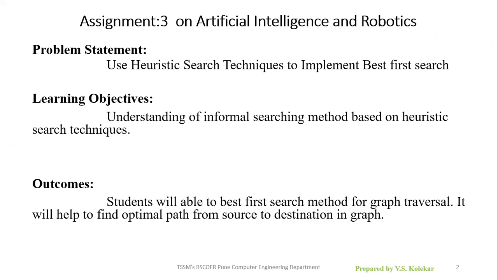Today we are going to learn about assignment number 3 on artificial intelligence and robotics. The problem statement for today's practical is the use of heuristic search techniques to implement best first search. The learning objective is to understand the informed search method based on heuristic search techniques. Learning outcome: students will be able to understand the best first search method for graph traversal. It will help to find the optimal path from source to destination in a graph.